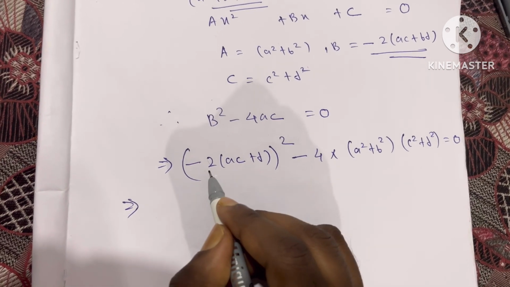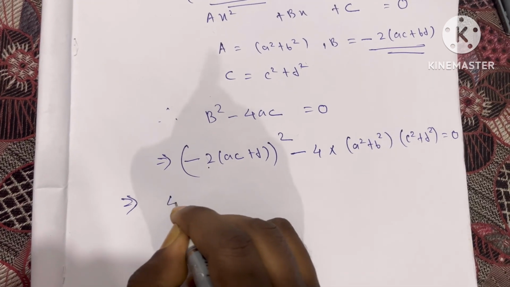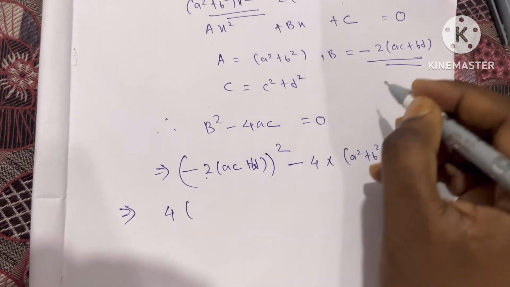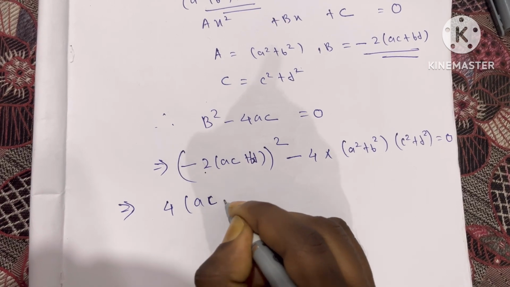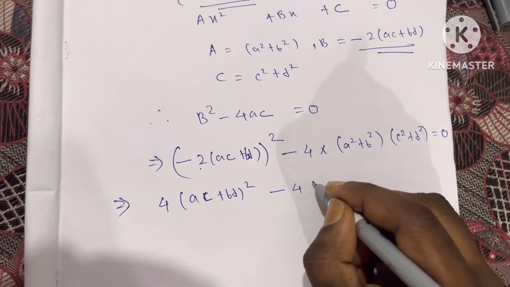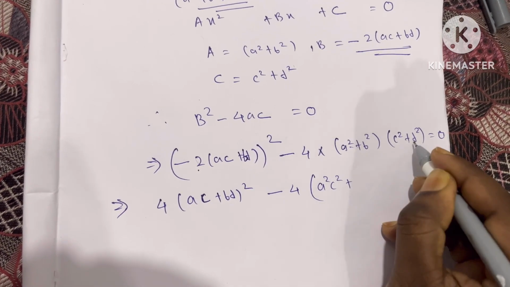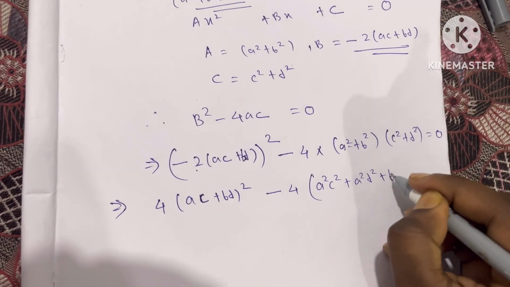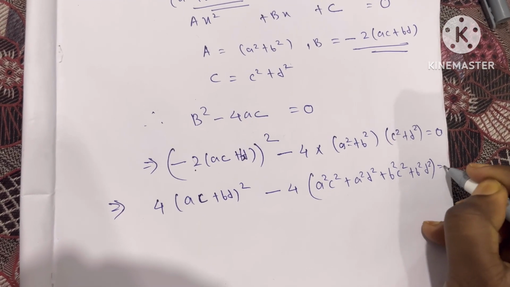what answer will come? So this is minus 2. Minus 2 whole square means minus into minus 2, 4. So this can be written as (ac plus bd), sorry, ac plus bd. So 4 into (ac plus bd) whole square. So minus 4 into a square into c square, a square c square, then a square into d square, a square d square, isn't it? Then b square into c square, b square c square, then b square into d square, b square d square is equal to 0.